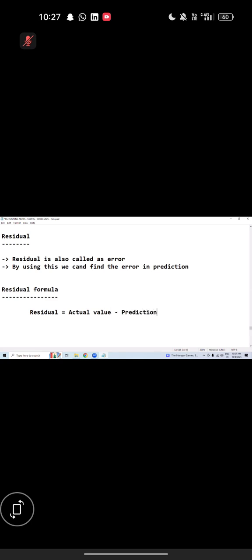Prediction value. No doubt, all points are valid. If you want, you can make a note actually. Anyway, Daniel, you are giving running notes, right?